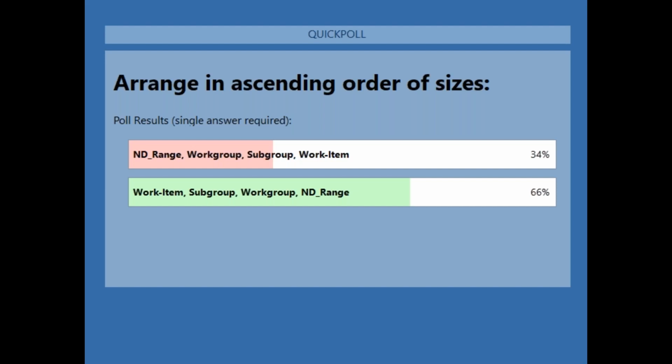So, Subarna, do you want to discuss this question, or should we move ahead with the next one? I can just quickly say a line about this question. The ascending order will be work item, subgroup, workgroup, and ND range. Always remember the block diagram, the cube diagram that I showed. You have a big block, which is the ND range, a small block, which is the workgroup, then one-dimensional line-like blocks, which are the subgroups, and the small items in the subgroup are the work items. So that's the correct answer. Should we go with the next poll now? Yeah, please.